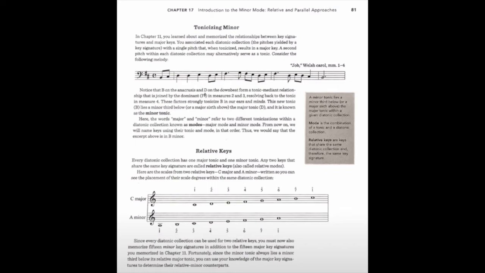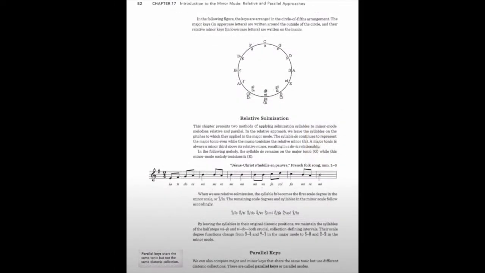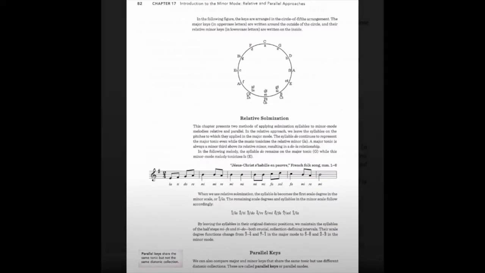Now we know already the relationship between relative keys, but here Karpinski presents it for you. You notice a C major and A natural minor use the same pitch class set, but they just start as Do on different notes. We're going to move on and look at the bottom of this page 82 where it says parallel keys. They share the same tonic, but not the same diatonic collection. So for time's sake, we're just going to cut to the chase here.